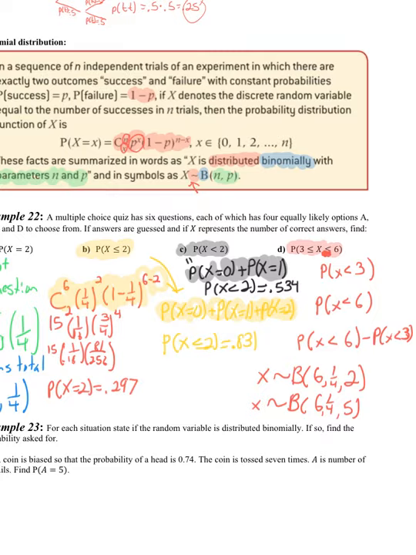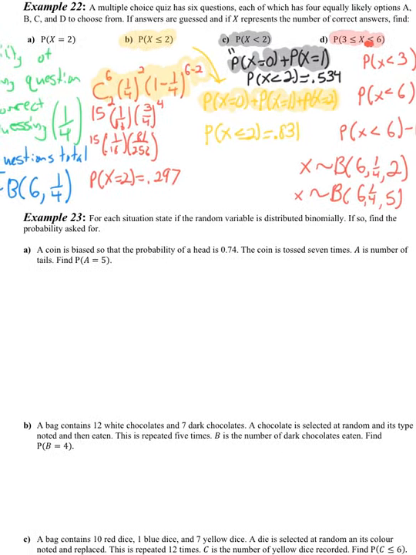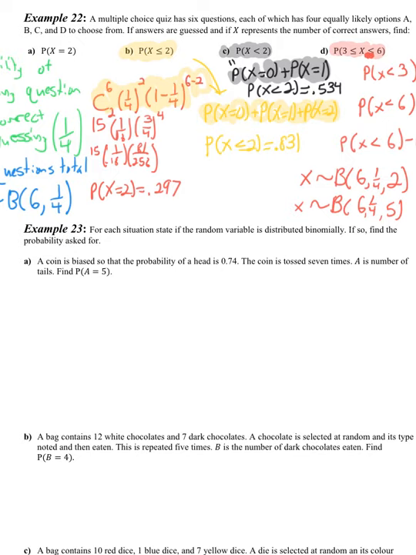Let's take a look at example 23 here. For each situation, state if the random variable is distributed binomially. If so, find the probability asked for. So first, is it a binomial distribution? That basically means, are there 2 possible outcomes? Okay, that's what it's asking for. And then it has to be independent outcomes as well for a binomial distribution to work.